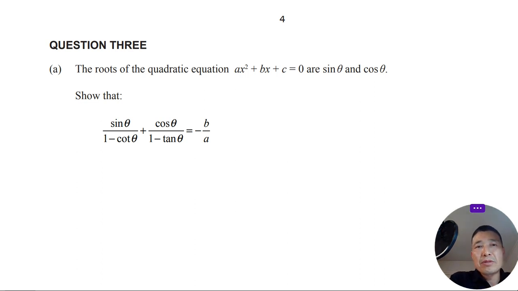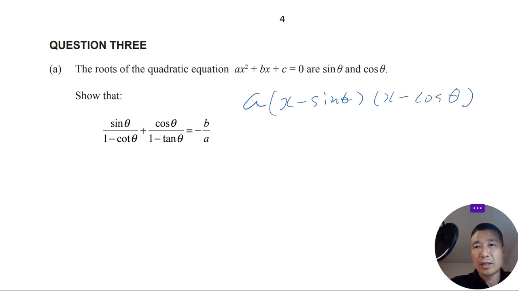Now it says the roots of the quadratic equation are sine theta and cosine theta. Show that this. First of all, you have to find the relationship between A, B, and C with sine theta and cosine theta. Because these are the roots, so you can say A times (x minus sine theta) times (x minus cosine theta), isn't it? So according to this information.